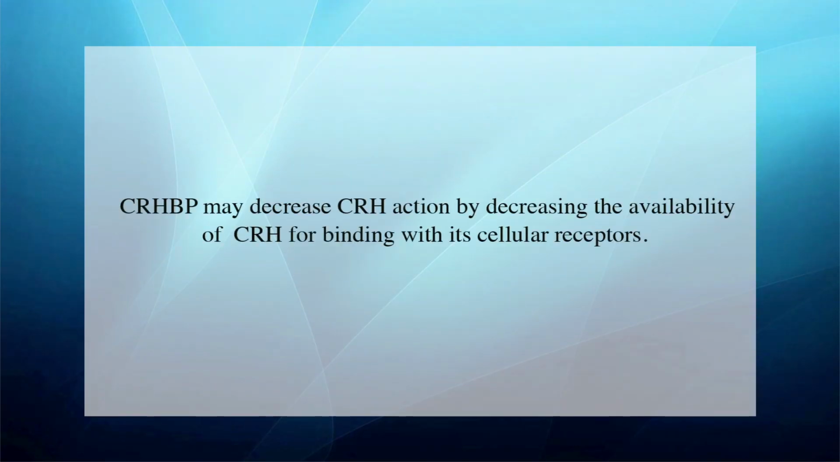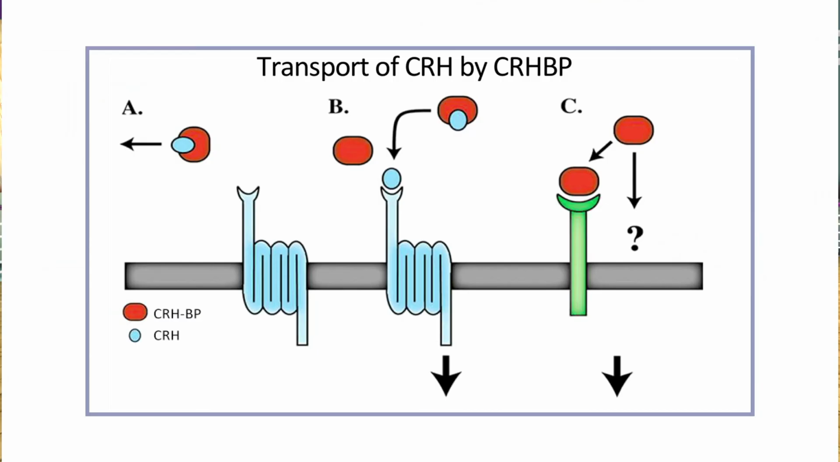Next, the CRH binding protein is thought to have important functions in the regulation of CRH action. CRH binding protein may decrease CRH action by decreasing the availability of CRH for binding with its cellular receptors. The complex also influences CRH signaling activity that may include a role in terminating CRH signaling by accelerating its clearance, enhancing activity by protecting CRH from degradation under other conditions, and increasing signaling by contributing to the transport of CRH to target tissues in the body.